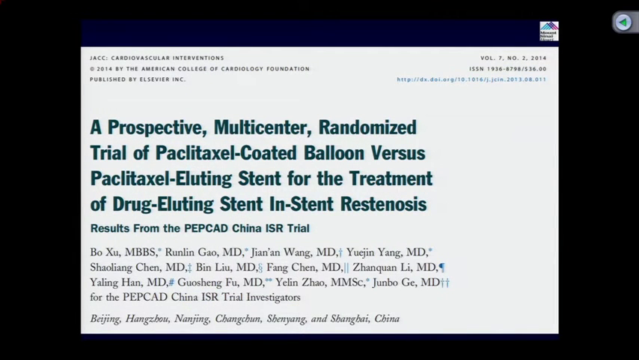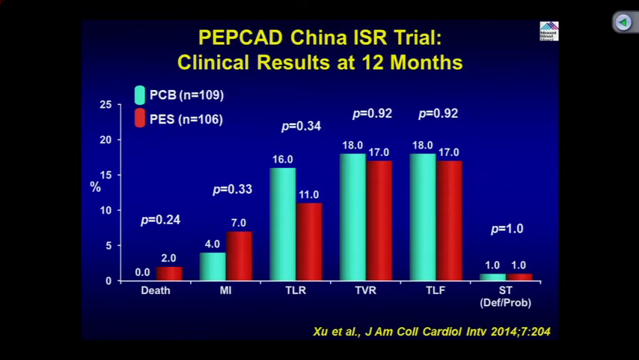So now what we have in the last few months, one is the PEPCAD China ISR trial showing the paclitaxel-coated balloon versus the paclitaxel-eluting stent, comparing now not with the balloon, but going to the drug-eluting stents. Once you compare with the first-generation drug-eluting stent, in the PEPCAD China ISR, it showed that TLR was slightly lower with the paclitaxel-eluting stent compared to the paclitaxel-coated balloon, but overall outcomes were, as you can see, particularly a lower MI with the paclitaxel-coated balloon. So it seems that yes, the DES works a little better, but overall there was no clear benefit of one technique versus the other.